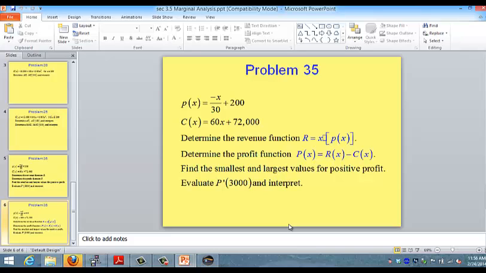And how about that profit function? Does that make sense to you guys? What's that say? Profit equals what? Revenue minus cost. Okay? And then the next line's kind of interesting. Find the smallest and largest values for positive profit.